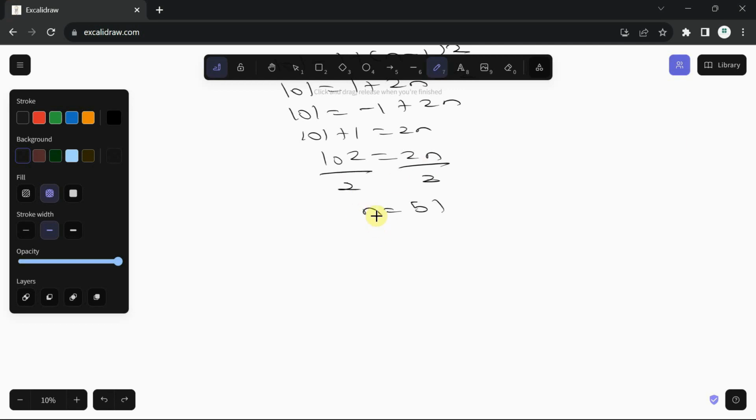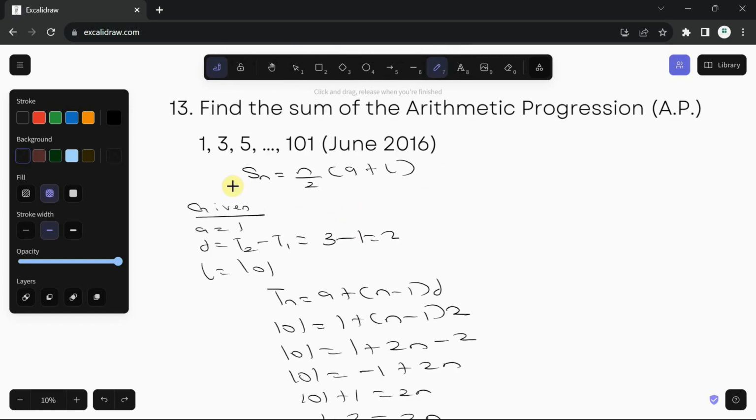Now that I know that the n is 51, I can now find the sum. I know the n, I know the a, I know the l. So if I substitute into this formula, that will be 51 divided by 2, open bracket, the a is 1, so that will be 1, plus the last value is 101.